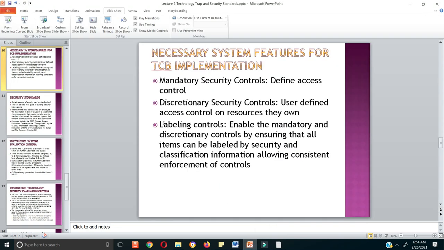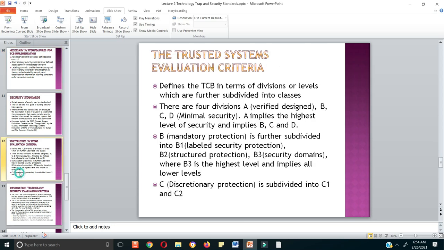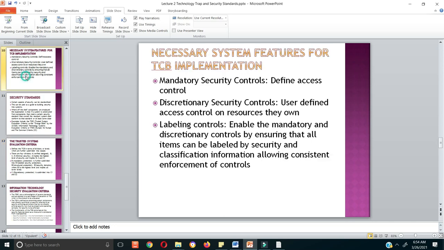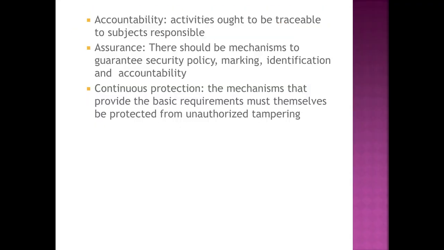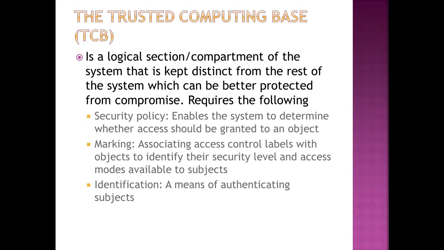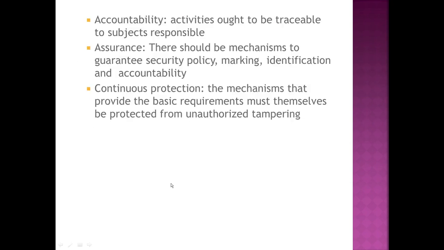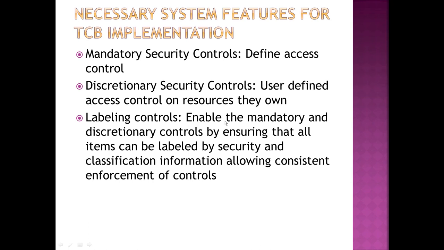So then of course, in order to implement anything, you have to label. Yeah, you must have a system. Labeling is how you implement marking and identification. Yeah, you cannot have marking and identification if you do not have a system of labeling. So you need labeling controls. These enable the mandatory and discretionary controls by ensuring that all items can be labeled by security and classification information. So this will allow for consistent enforcement of controls.